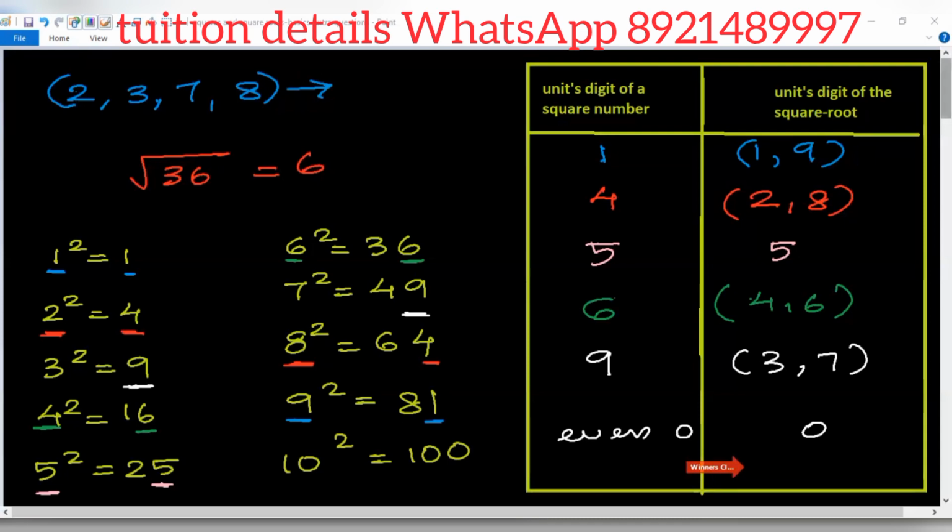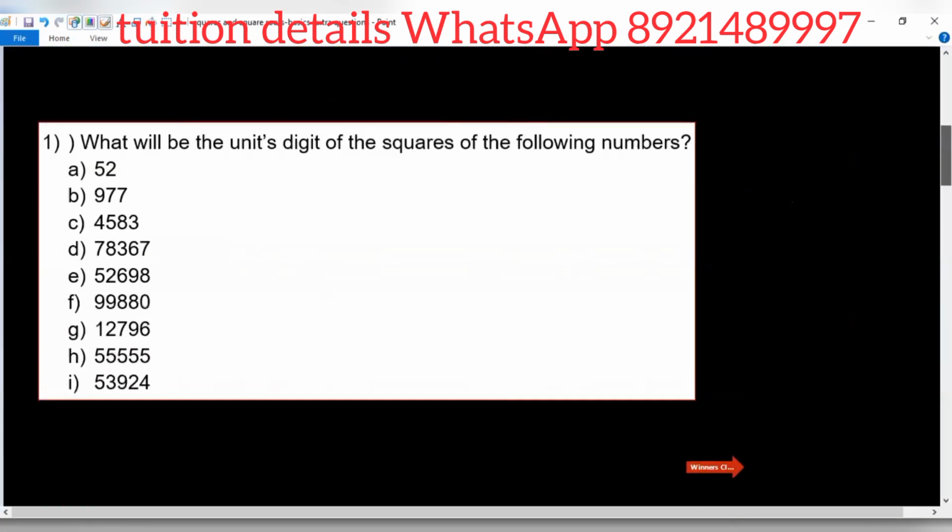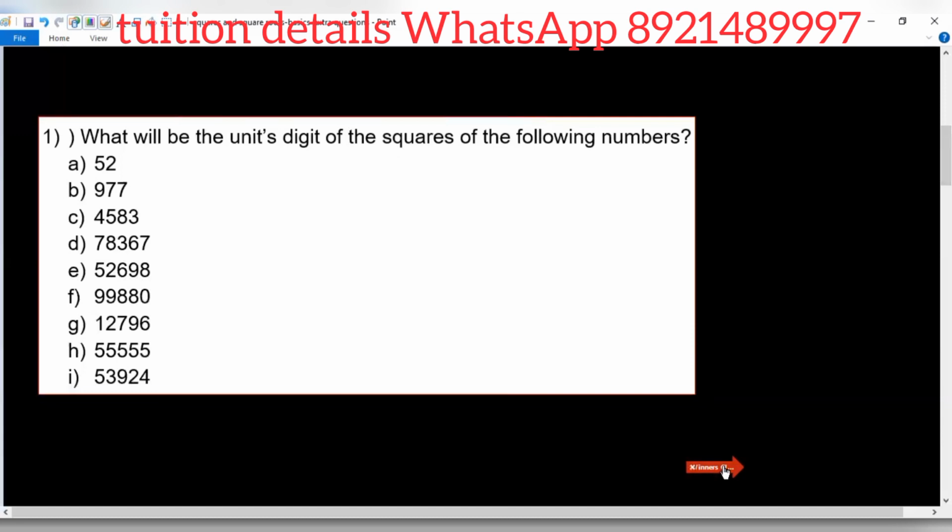Now let us go to the questions. So this is the first question. What will be the units digit of the squares of the following numbers? See, here we have 52. The last digit is 2. 2 into 2 is 4. So the last digit of the square of 52 will be 4. Here the last digit is 7. 7 into 7 is 49. So the last digit of the square will be 9.